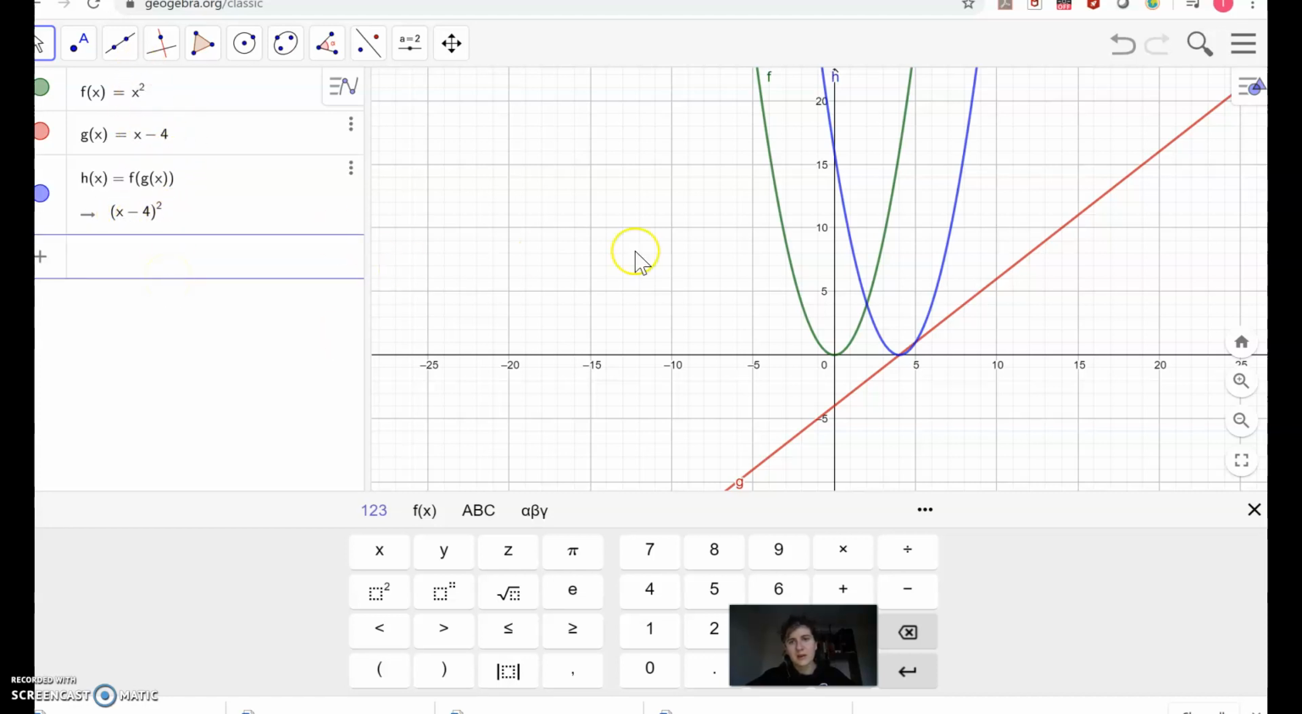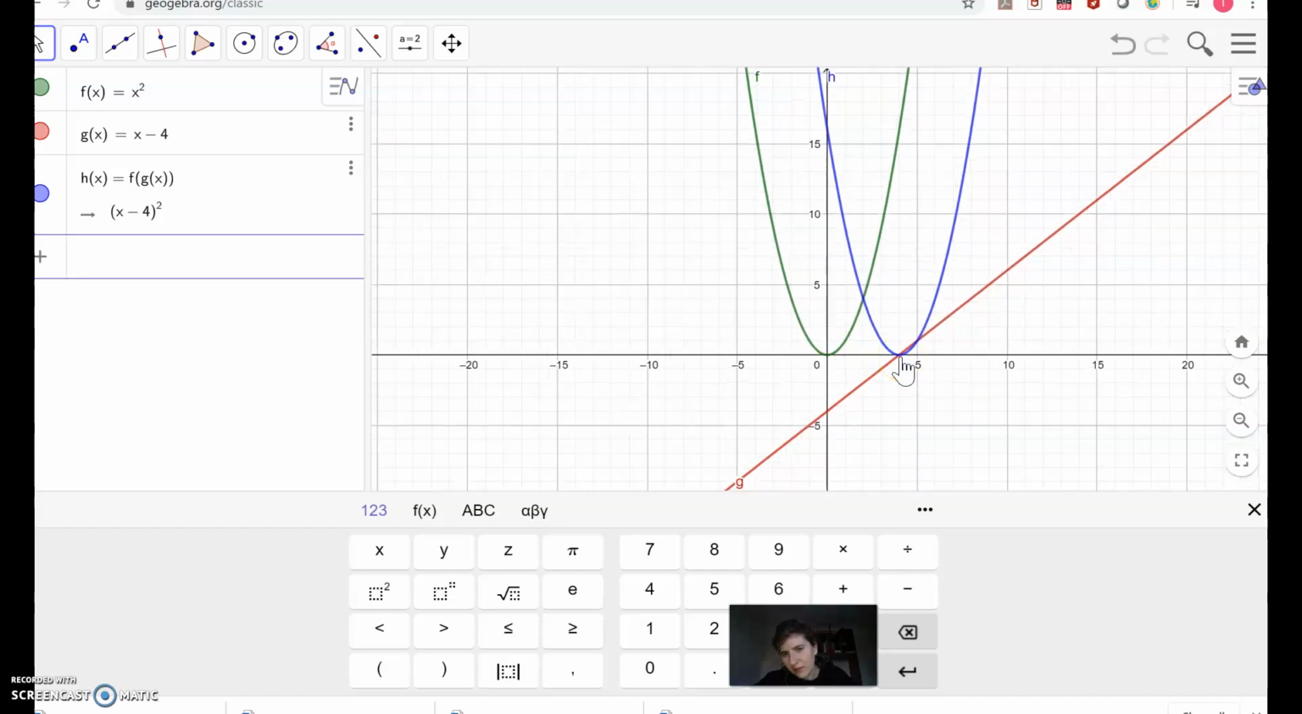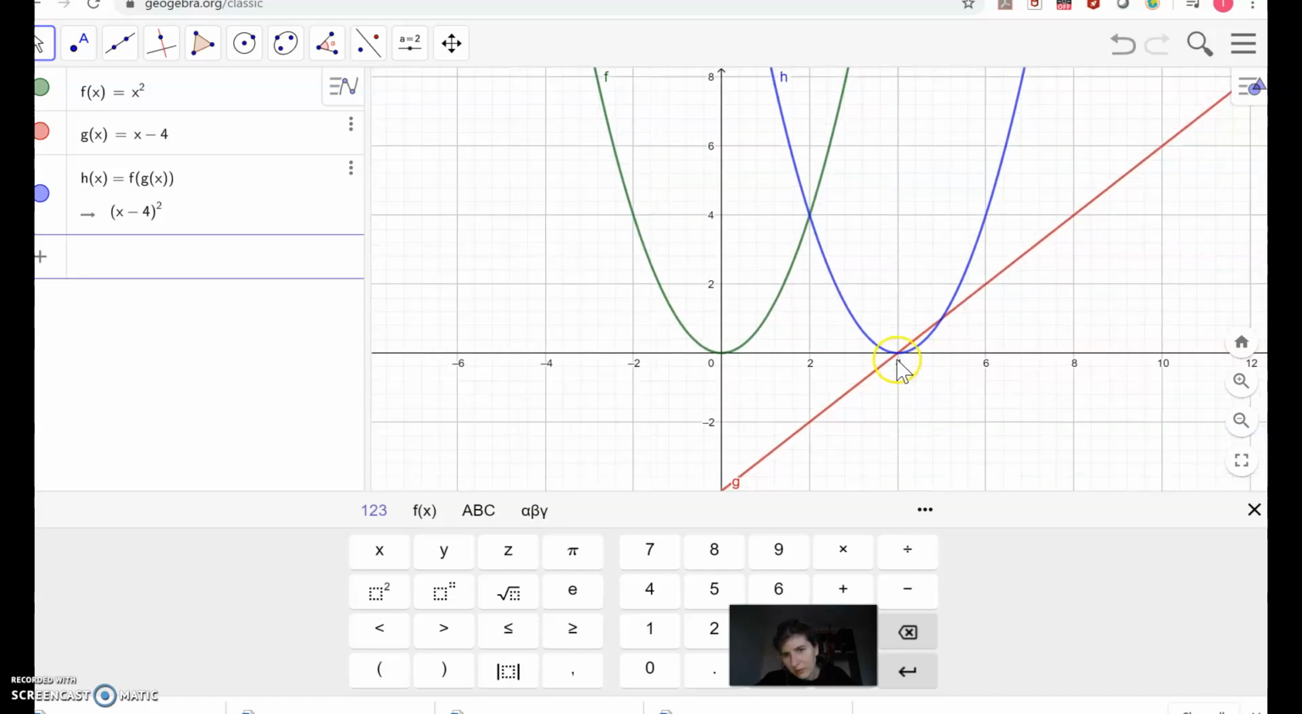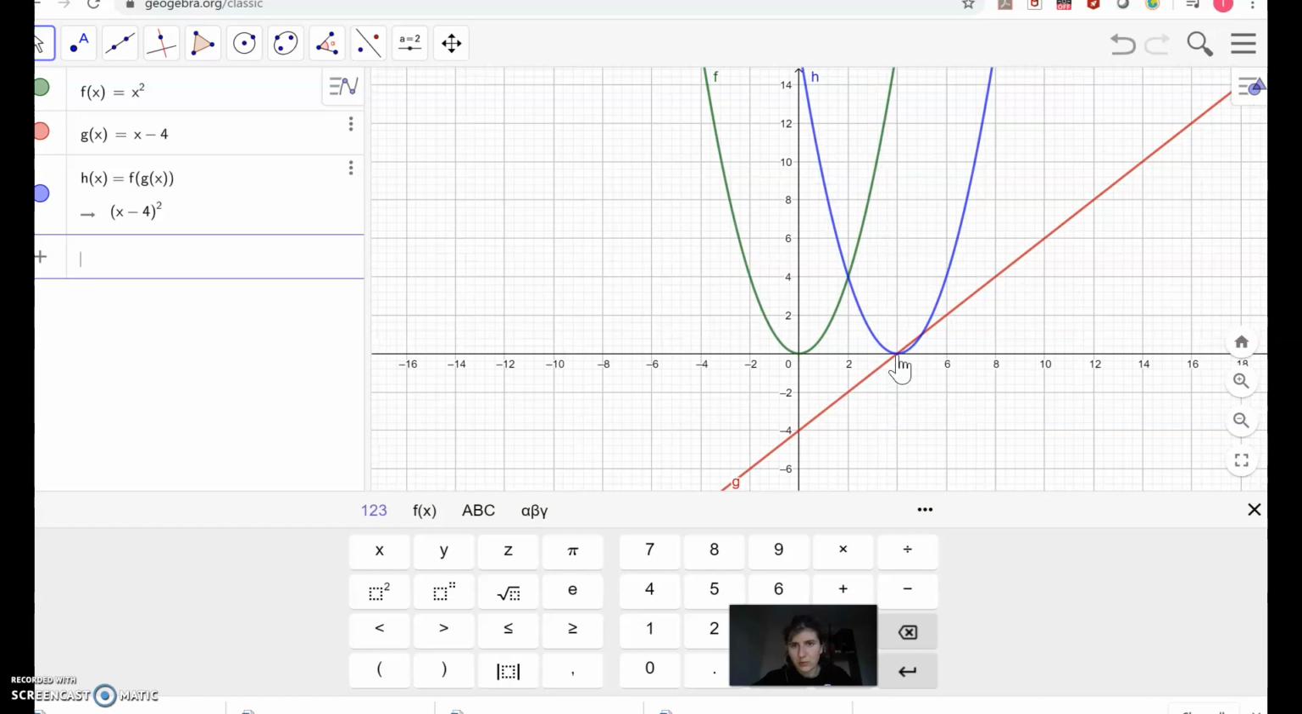And I press enter. What you can see is you still get a quadratic, because the predominant part of the function is still that you're squaring everything, because you're just putting g of x inside f of x. But you've got a shift of 4 units in the positive x direction. So you can see the intercepts here, if I zoom in, the point where both of these graphs cross the x-axis is at x equals 4, which is kind of cool.